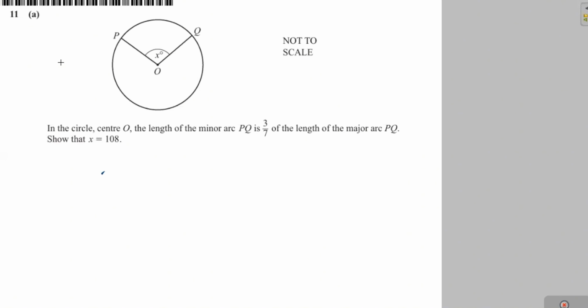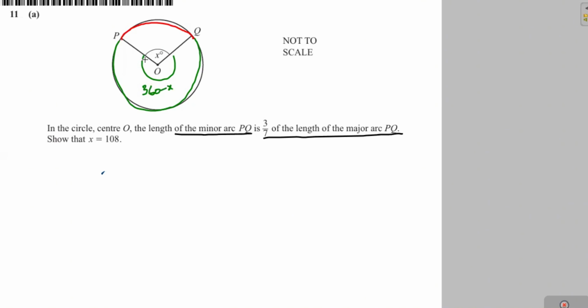Question number 11, part A. In the circle center O, the length of minor arc PQ is 3/7 of the length of major arc. Show that x equal to 108. Look here, this is the minor arc and this is major arc. The angle of minor arc is x degree, and the major arc angle will be 360 minus x.